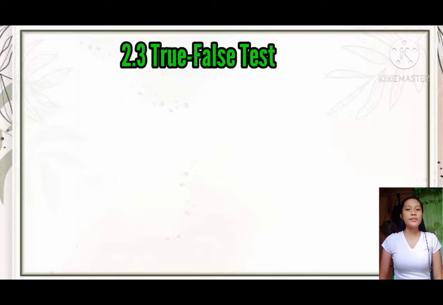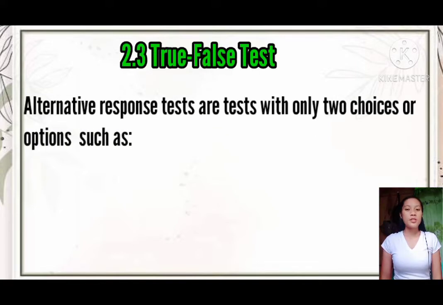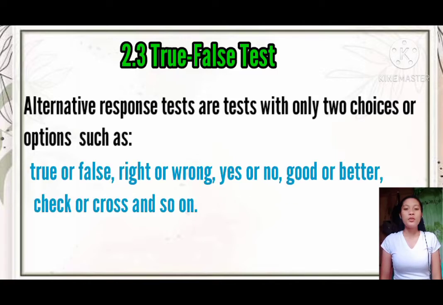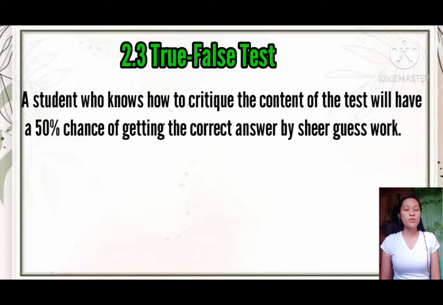2.3 True or False Test. Alternative response tests are tests with only two choices or options, such as true or false, right or wrong, yes or no, good or better, check or cross out, and so on. A student who does not know the content of the test will have a 50% chance of getting the correct answer by sheer guesswork.